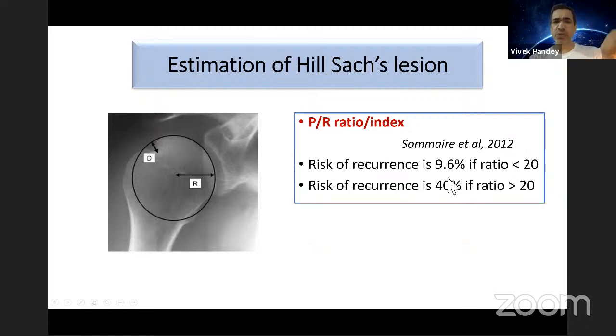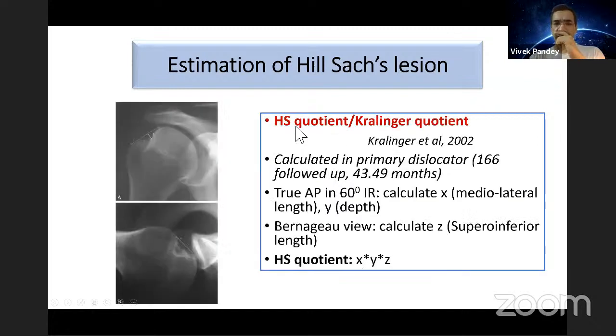Similarly, other studies also kept on coming. Another index is the Hill-Sachs quotient or Kralinger's quotient. He did a study on primary dislocators, wherein they followed up only 166 patients for 43 months on a mean, and they saw three indices. X is the width of the lesion, Y is the depth of the lesion, and Z is the superior-inferior width of the lesion in the Bernageau view.